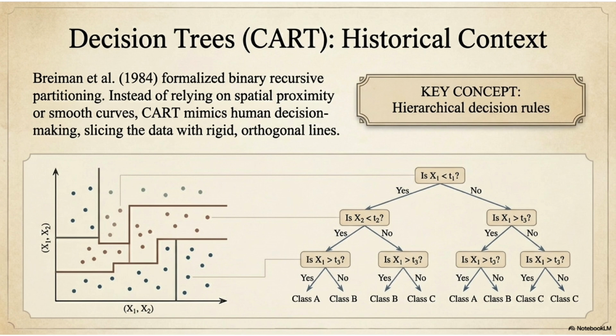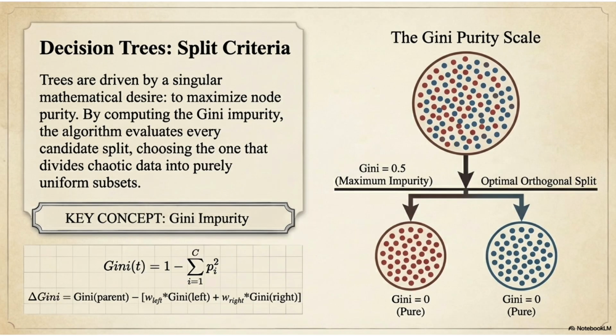Decision trees. Fast forward to 1984, Leo Breiman introduced CART. Instead of curves, he used step-by-step decisions, mimicking human reasoning with a series of yes/no questions. Decision trees, how they split. The secret engine is Gini impurity. Trees obsess over purity. Each split searches to divide messy data into neat, uniform groups.